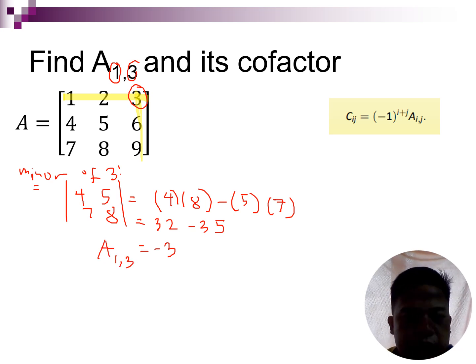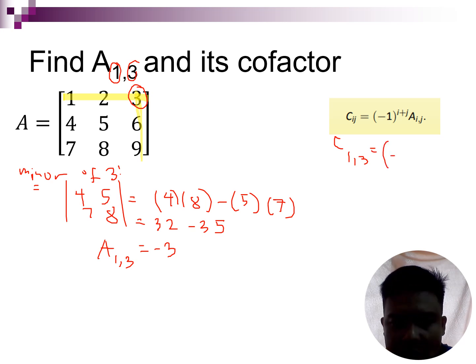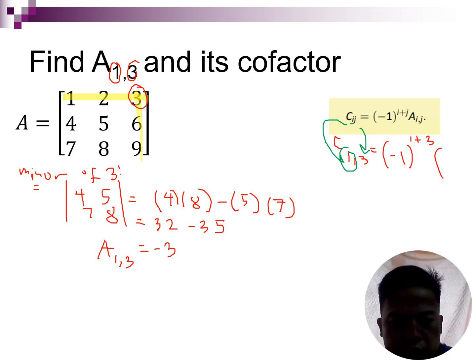Next, let us compute for the cofactor. The cofactor of 1, 3. Okay, so this is -1 to the power of i plus j. Remember, our i is 1, which was determined by the row, and our j is the one beside it, which is 3. So we have -1 to the power of 1 plus 3, and we have the a sub ij, that is our minor. Our minor there is -3.